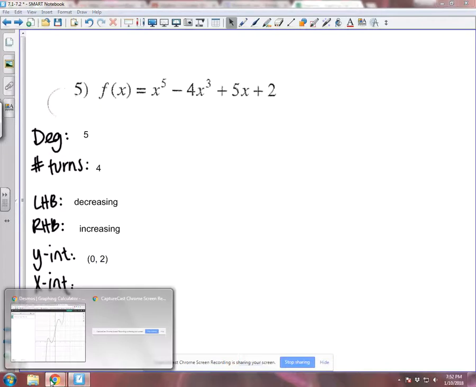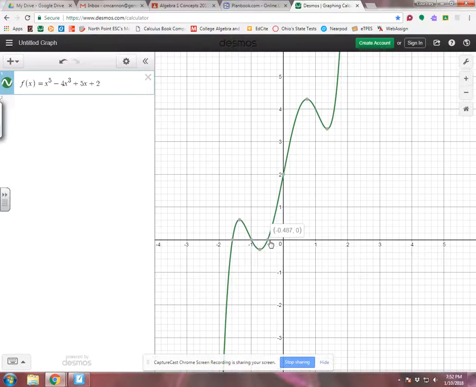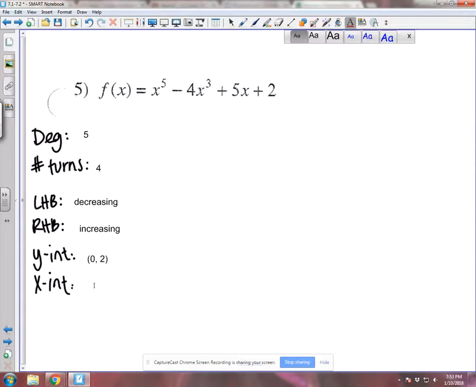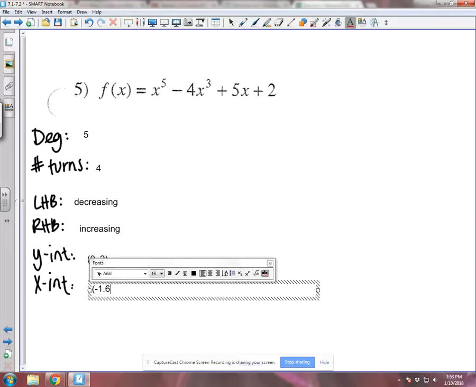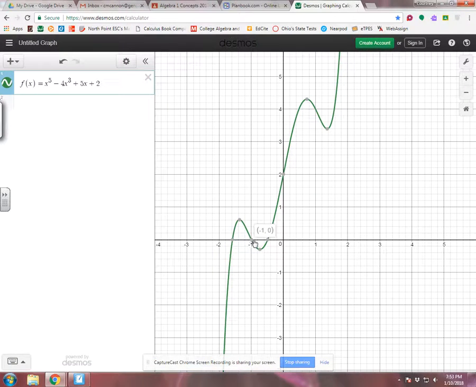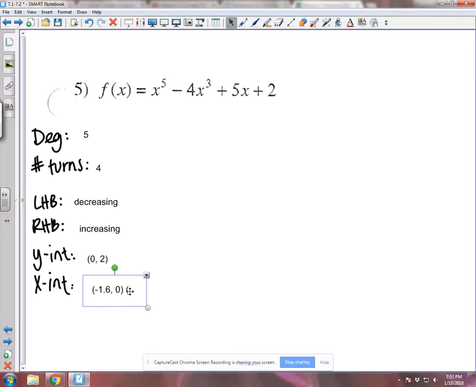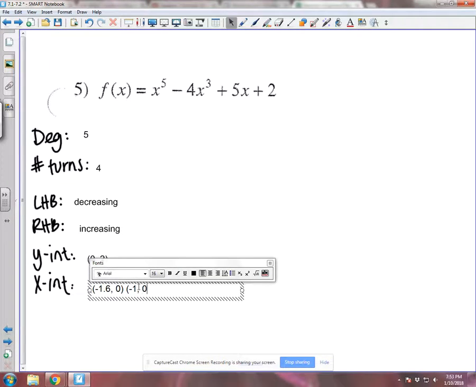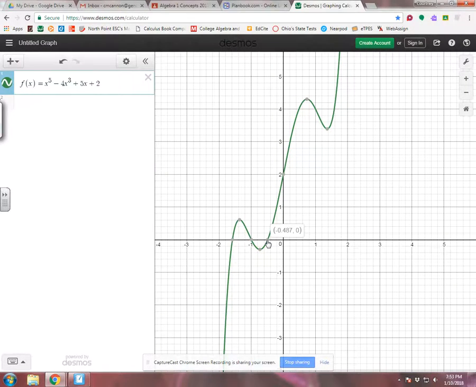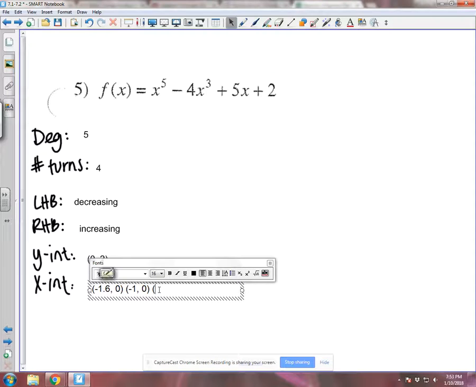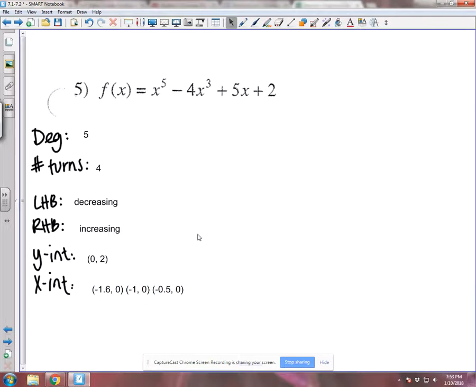And next let's look at the x-intercepts. I've got 1, 2, 3 of them. So this one here is going to be negative 1.6, comma 0. The next one is negative 1, comma 0. And the last one is negative 0.5, comma 0. Again, remember, I'm just asking you to do 1 decimal place, so make sure you round appropriately.